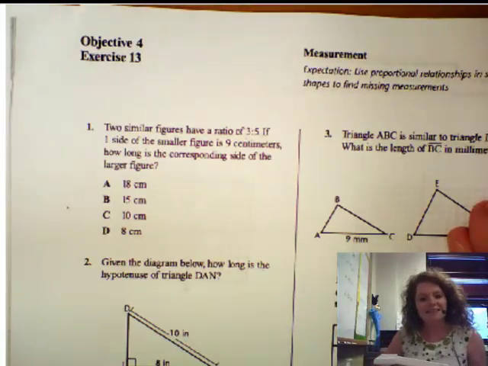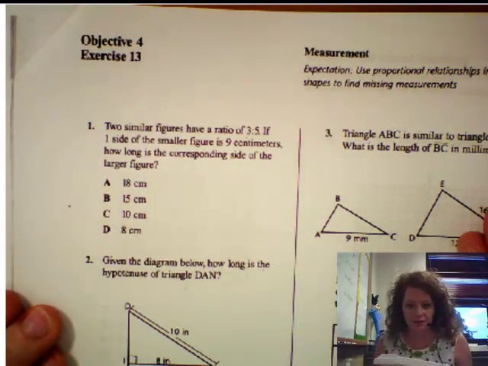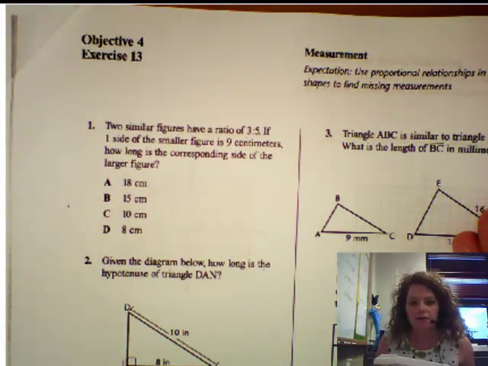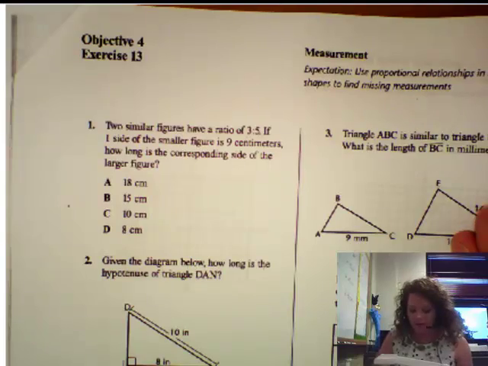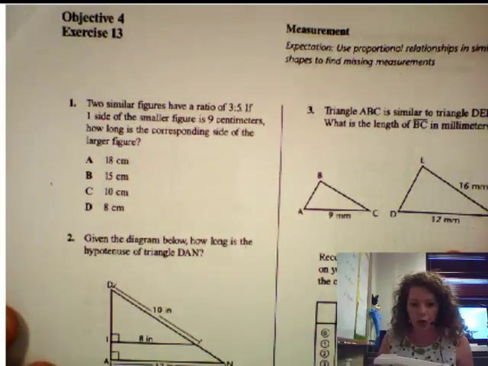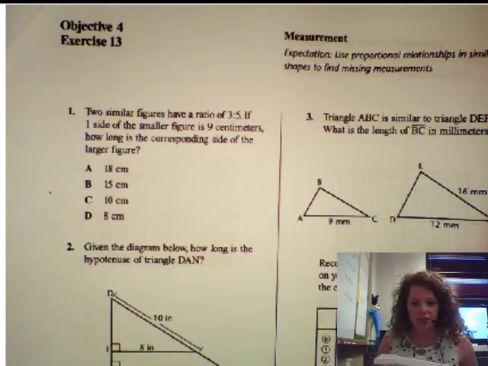Welcome to this vodcast that's going to look at applying similar figures. Now that we know what similar figures are, how can we use what we know about those to solve some problems? So, first thing I need you to do is go to page 100 in your workbook, page 100, and we're going to do 3 questions together.